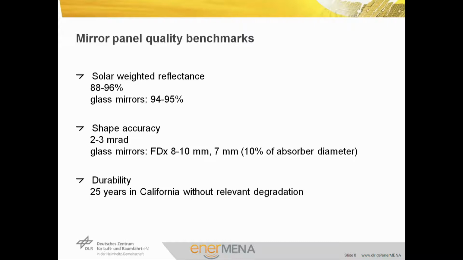For glass mirrors, we have focus deviation values for RP3 panels of 8 to 10 millimeters, or even lower, 7 millimeter focus deviation. A typical value means about 10% of absorber tube diameter. And we know already that mirrors are durable. 25 years in California without relevant degradation are proven state-of-the-art for glass mirrors with silver reflective coating and protective coatings.